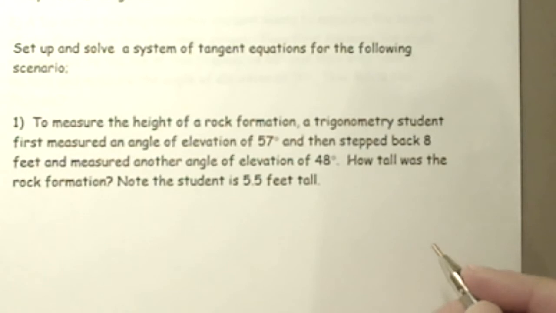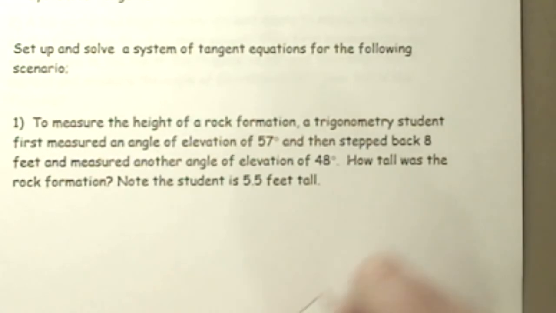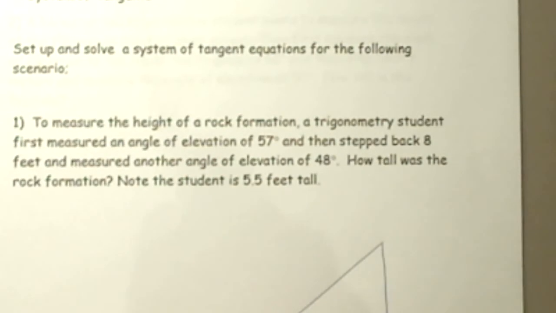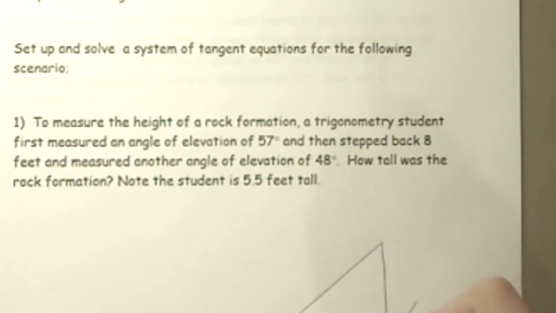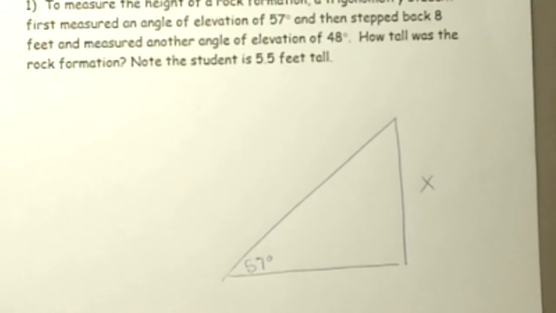A trigonometry student first measured an angle of elevation of 57 degrees. So they don't know the height of the rock formation. So we'll say that the angle of elevation to the height of the rock formation is 57 degrees. They want to know the height of the rock formation. So here's the picture we're creating.